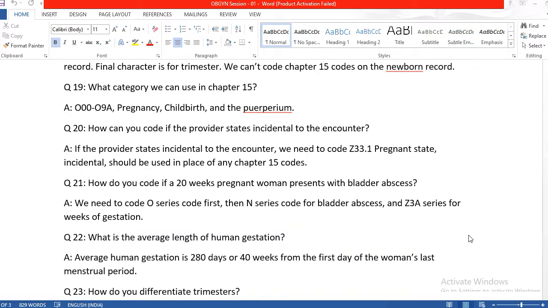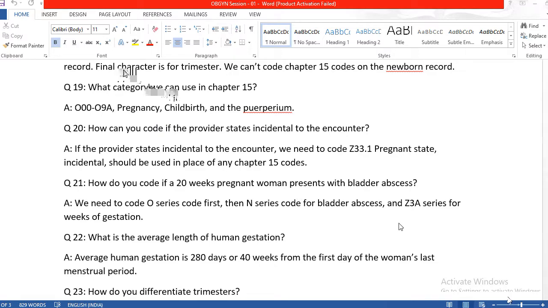Next question, what category can we use in chapter 15, which is pregnancy, childbirth and puerperium? O00 to O9A, pregnancy, childbirth and puerperium. Basically you can call it the code range. So the chapter 15 code range is O00 to O9A.